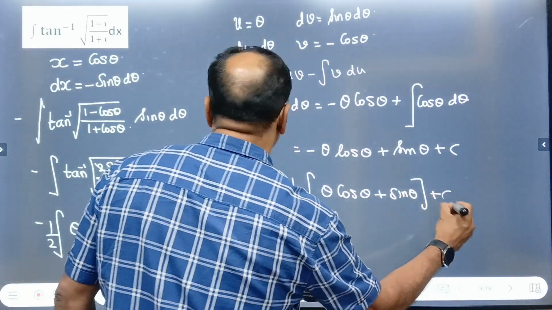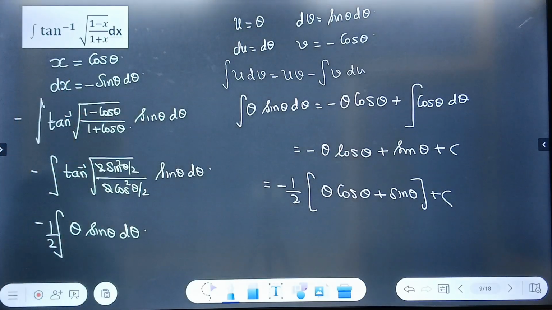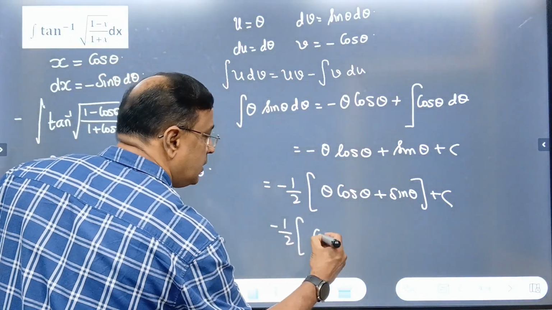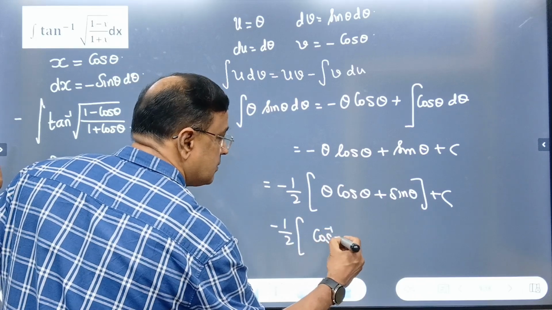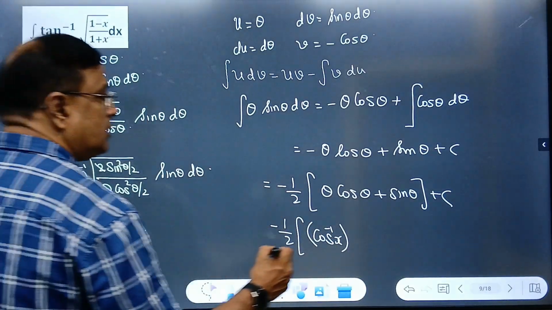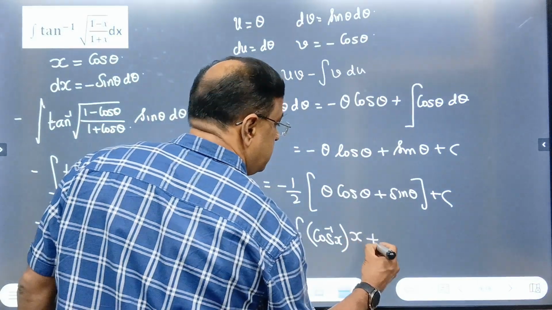But you know, final answer should always be in terms of x, right? So what will you do? Theta is nothing but cos inverse of x. Okay, cos inverse of x. And what is cos theta? Cos theta is x, plus sine theta.